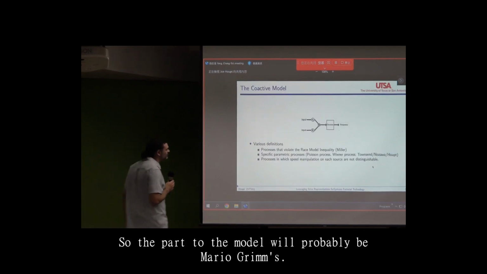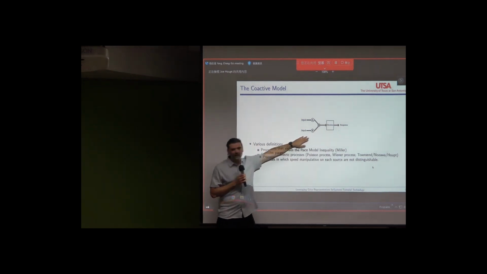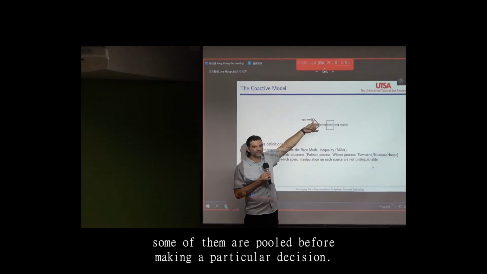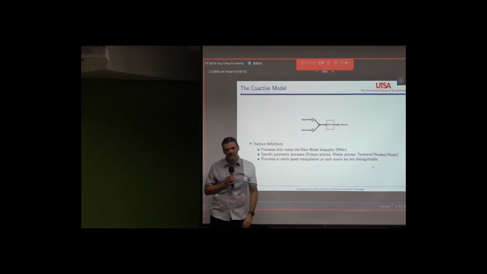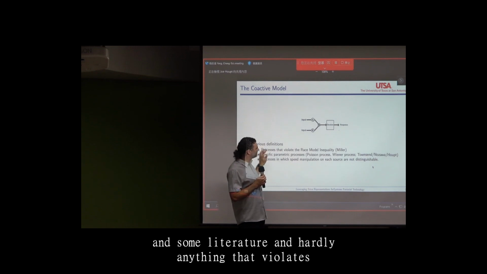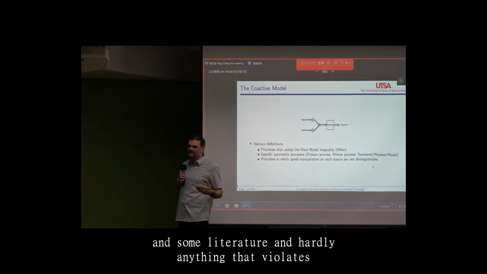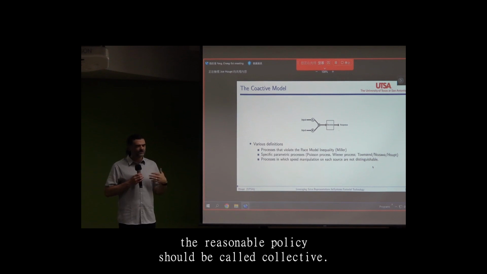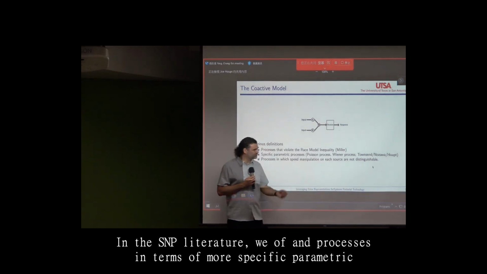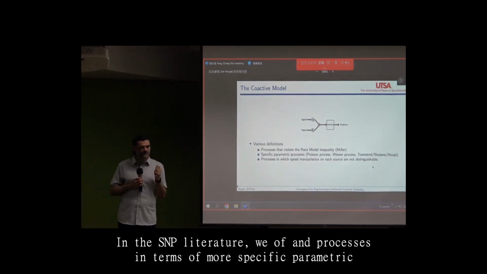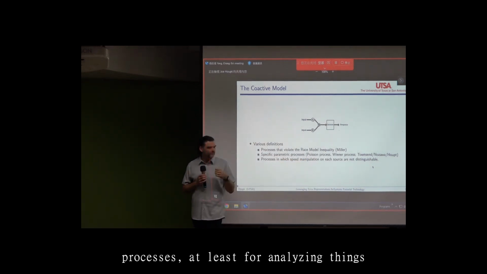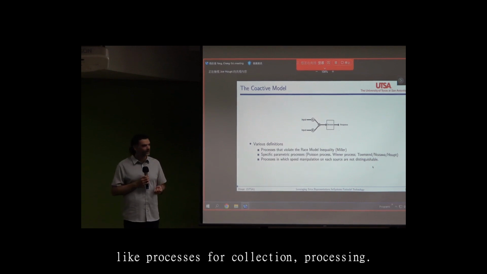Okay, so the coactive model, we'll call these Mariograms. The idea is that we take multiple sources of information and they're pooled before making a particular decision. So that's roughly the SFT interpretation of it. In some literature, there's an argument that anything that violates the race model inequality should be called coactive. In other cases in the SFT literature, we've defined coactive processes in terms of more specific parametric processes, at least for analyzing things like SICs for coactive processing.